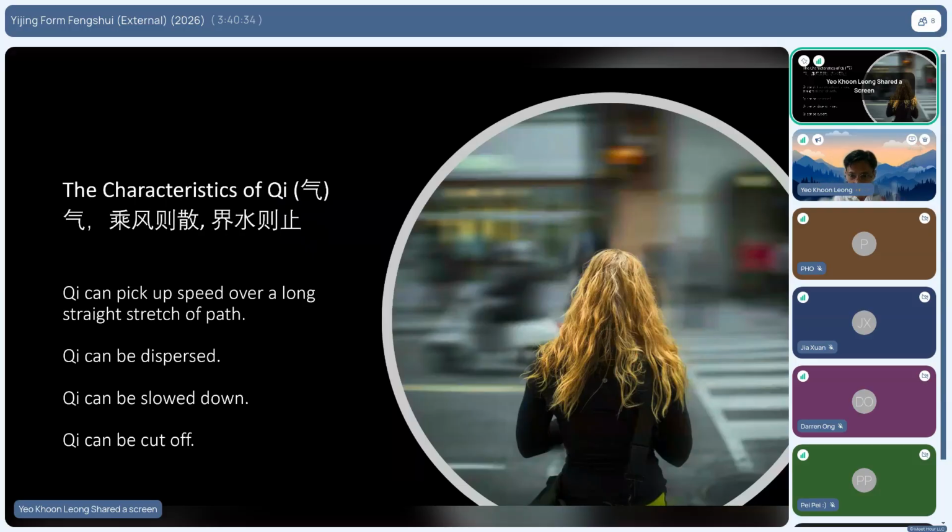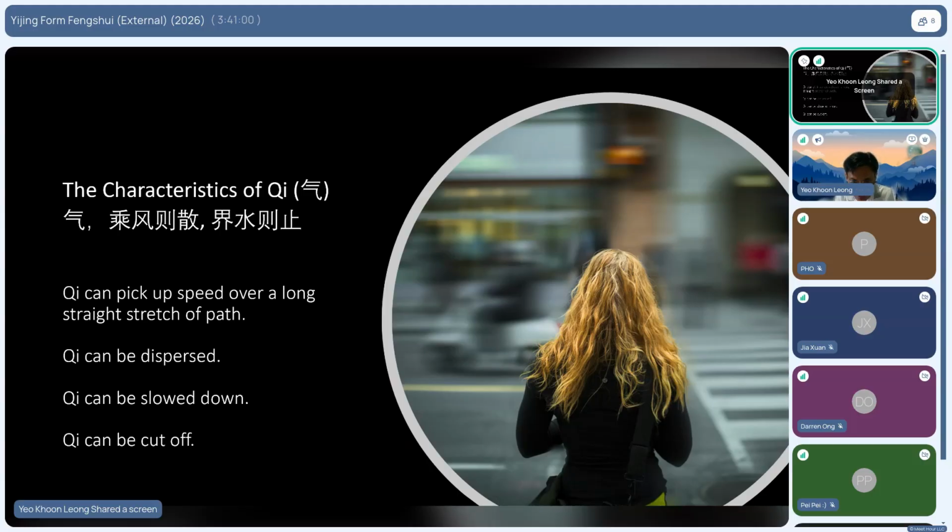Right? So we need to talk about water flow. We must first understand something more fundamental, how qi behaves. And I've covered this in the qi feng shui before, and I will cover this again because this is from feng shui water flow. Now, there's a classical line called qi chen feng zhe san, jie shui zhe zi, which means qi rides the wind and scatters, qi meets the water and stops.